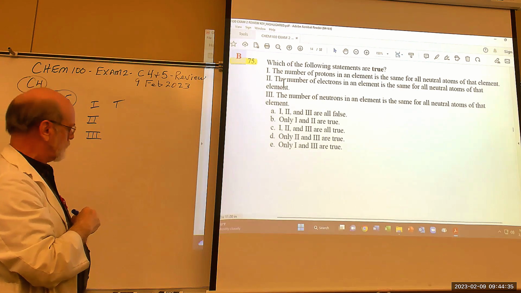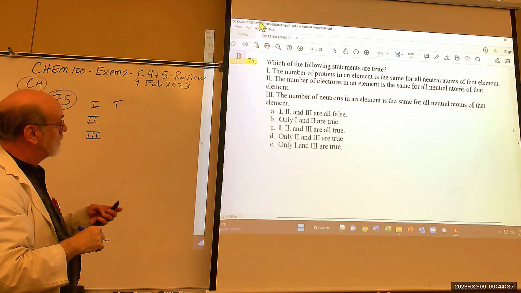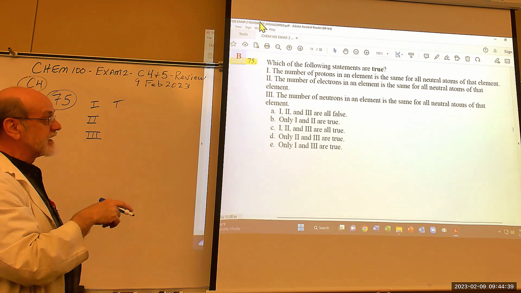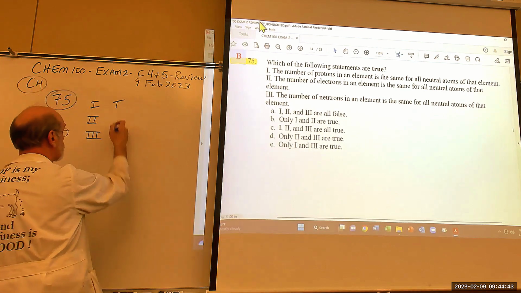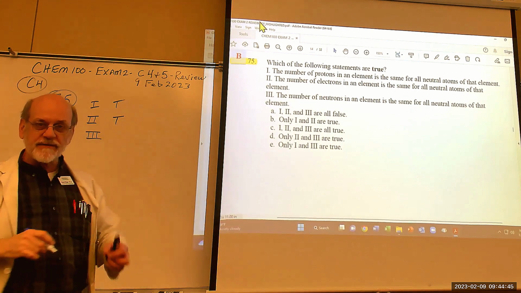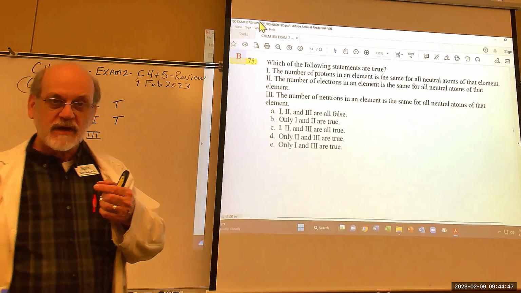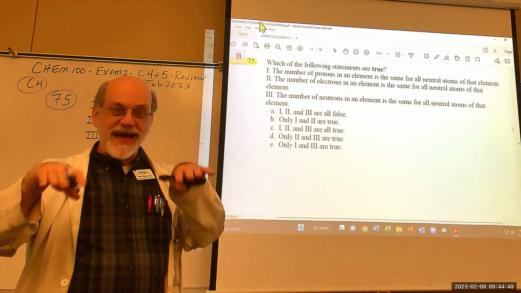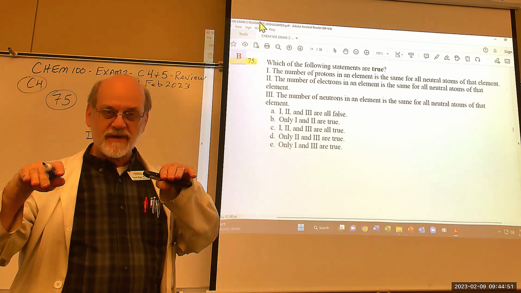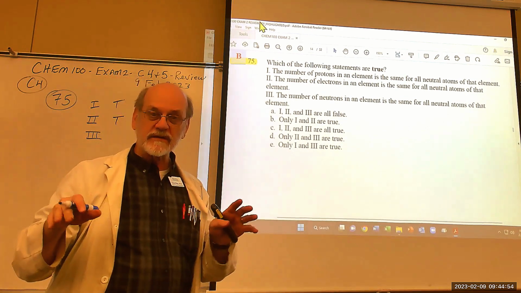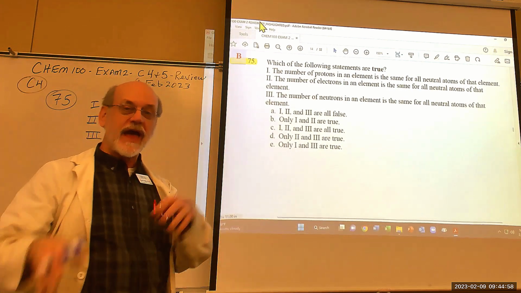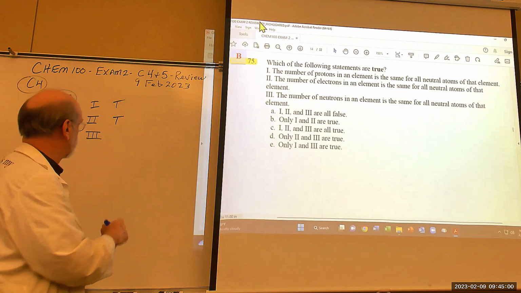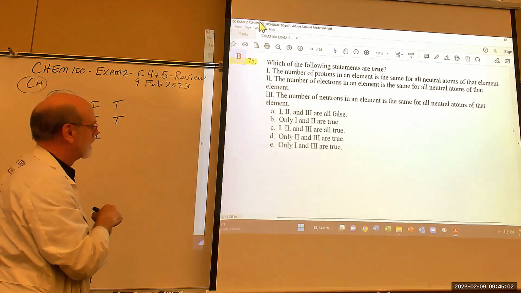2, the number of electrons in an element is the same for all neutral atoms of that element. That's true also. Because if the element is neutral, then the protons and the electrons balance, they're equal. And for every atom of that element, they have the same number of protons, so they have to have the same number of electrons. This is also true. How about 3?